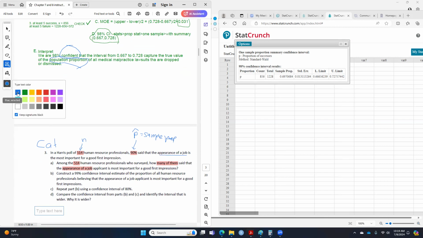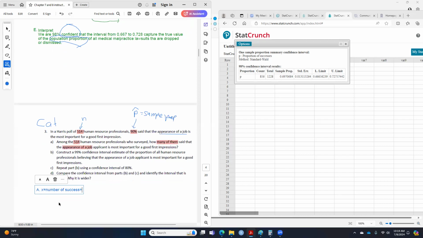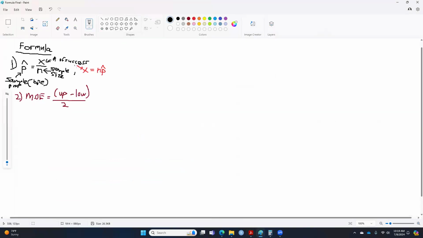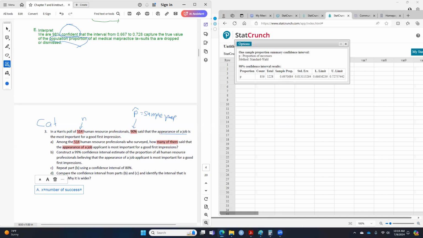In order to do question A, you are actually finding x in this case, which is called the number of success. Usually the question doesn't ask this, but I ask it here because StatCrunch requires you to put x in there. How do you find x? If you need to find the x number of success, you just take n times p hat. This is something we did on your first day of class when we asked how many people have tattoos.